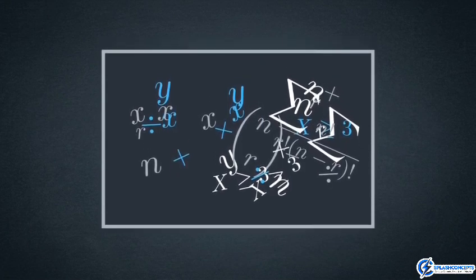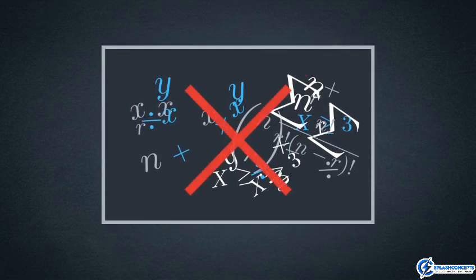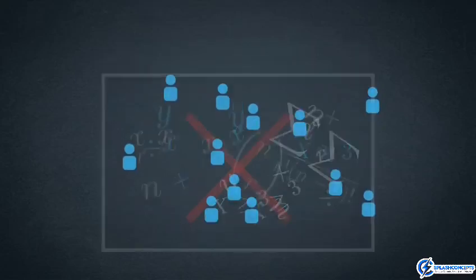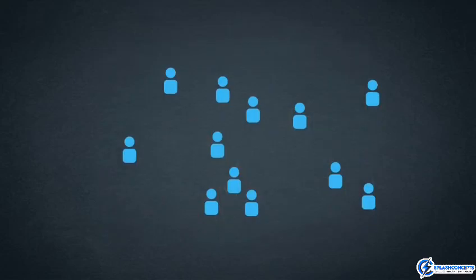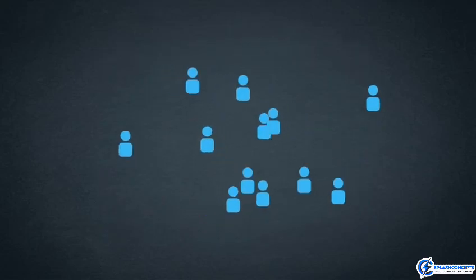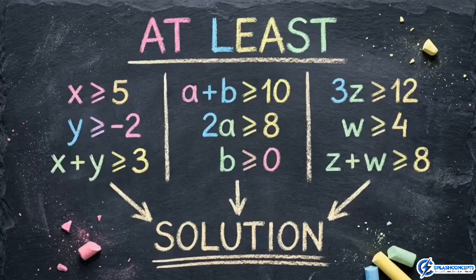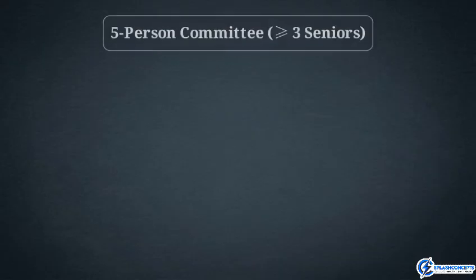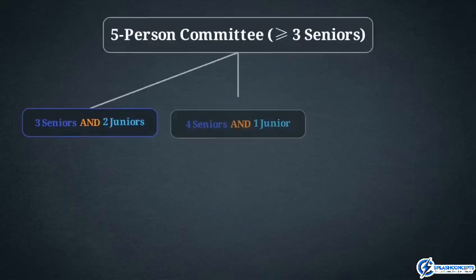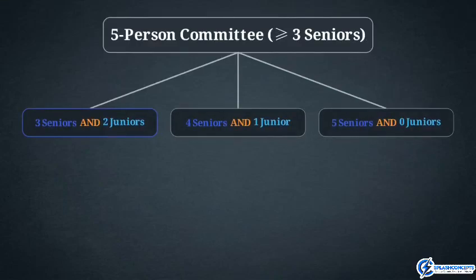Consider this. Form a 5-person committee from 12 people, containing at least 3 seniors. A single multiplication fails because at least implies several paths. Sorting the pool into seniors and juniors makes these paths clear. Rather than solving for one group, we treat the at least condition as a prompt to identify every individual scenario that satisfies the rule. This tree maps 3 ways to satisfy the rule: 3 seniors and 2 juniors, 4 seniors and 1 junior, or 5 seniors.